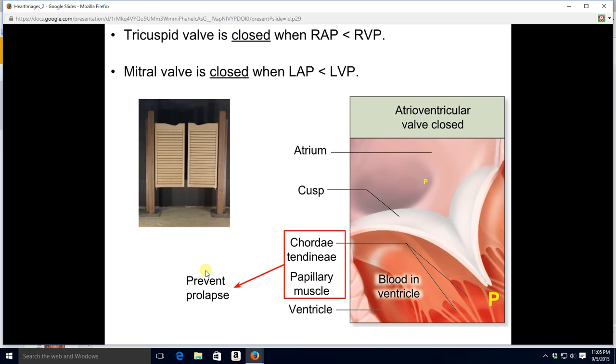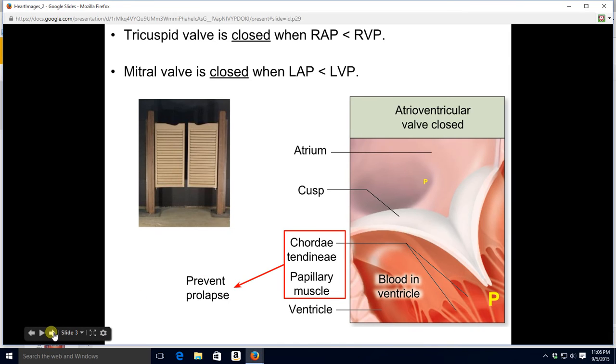All right, one more important thing about these valves. Remember, we talked about this in lab too. These valves have a swinging door type hinge. As such, there is the potential for them to flip upward. We prevent that by anchoring the valve flaps with strings of collagen called chordae tendineae, and then anchoring those strings to the papillary muscles in the ventricles. That prevents the valve flaps from swinging upward, and that swinging upward is known as prolapse.